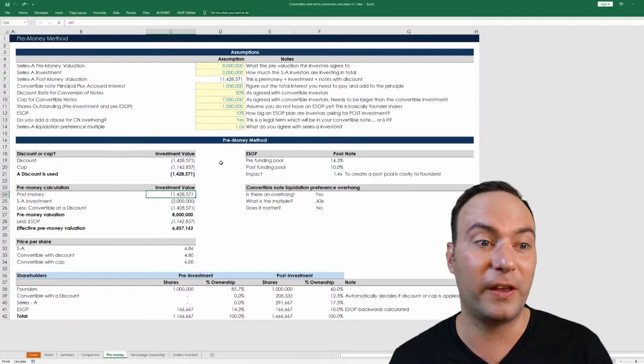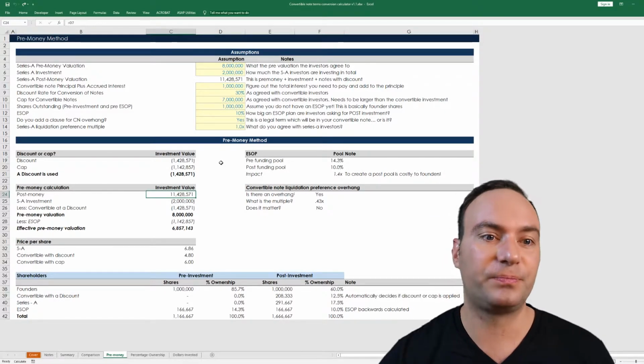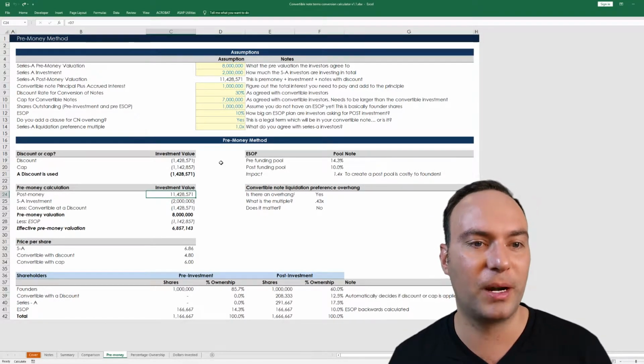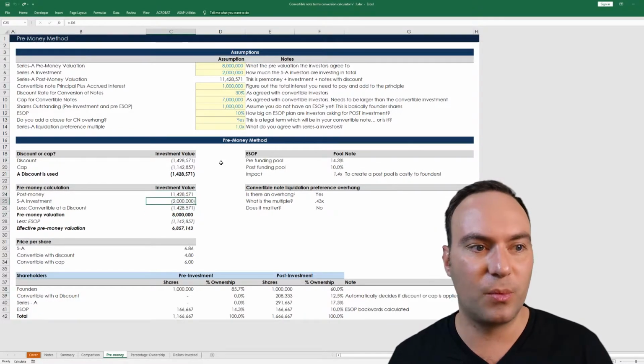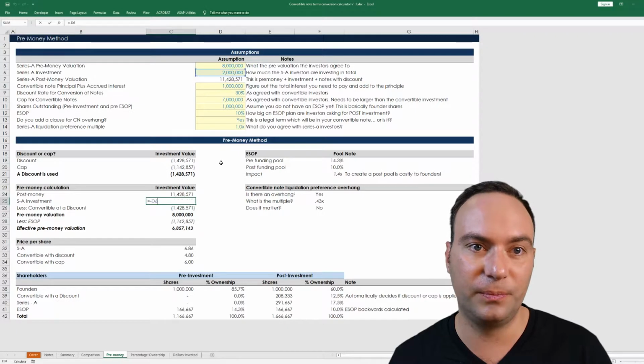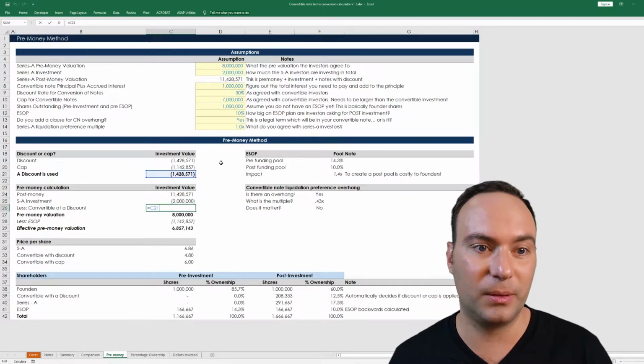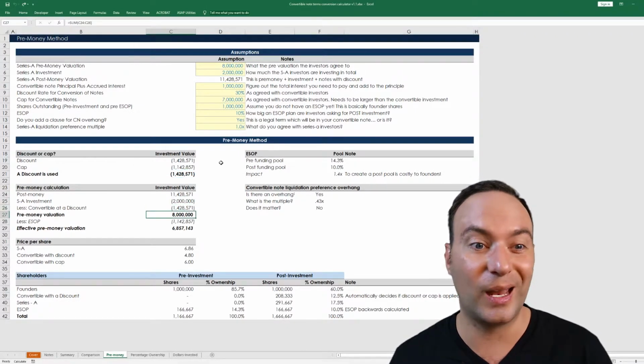as well as something called the effective pre-money valuation. So under the pre-money basis, we're going to end up getting to the pre-money of 8. So we're going to deduct the investment of 2. We're going to deduct the convertible note of 1.4, and then you end up at an 8 million pre-money.